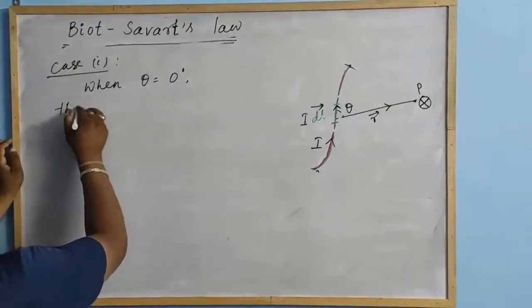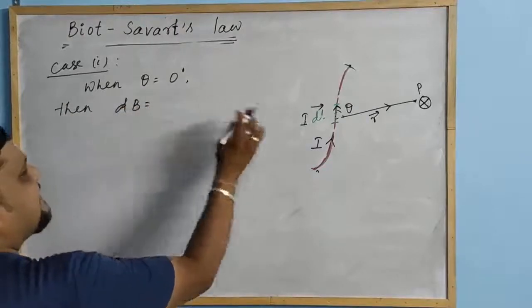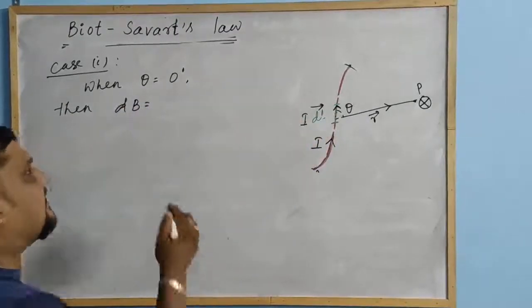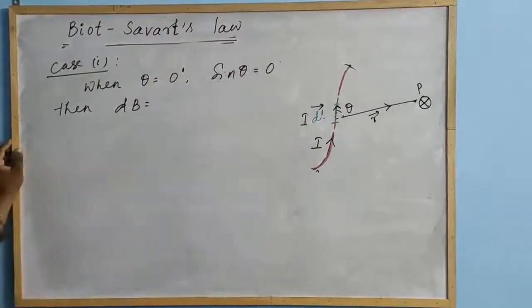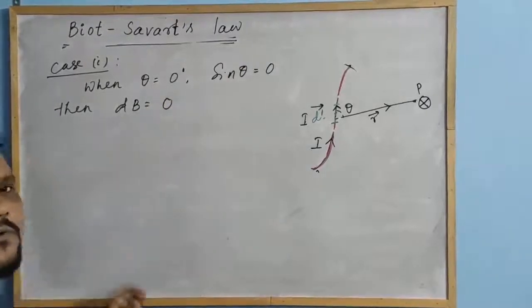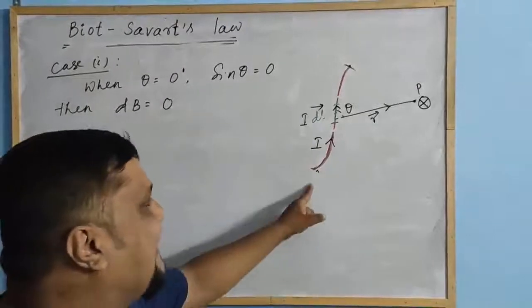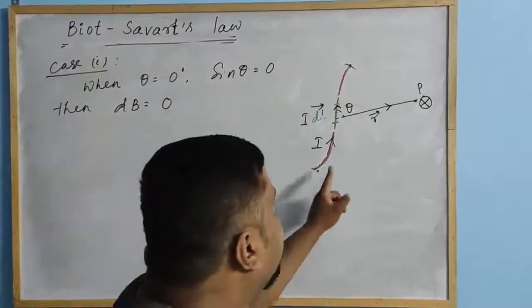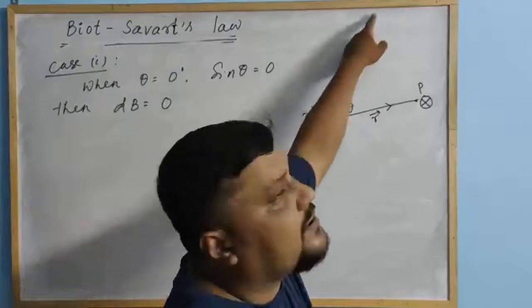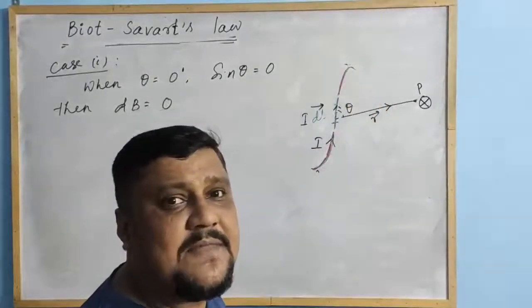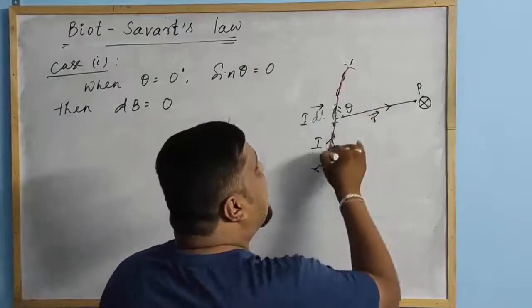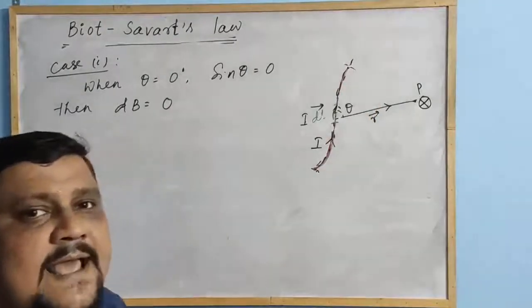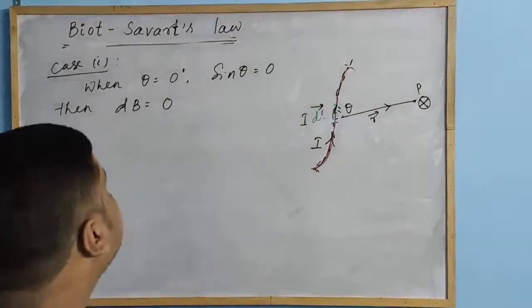Then dB for this element, or for the total, what is sin theta? Sin 0 is 0. So dB is equal to 0. It means there will be no magnetic field produced at a point on the axis of the conductor. If you take any point on this axis of the conductor, then P is on this line, and the magnetic field is 0.